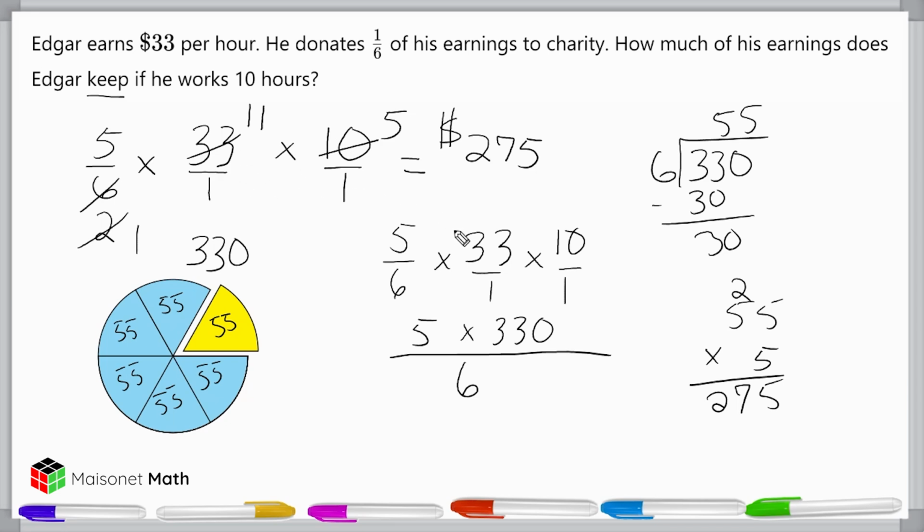For example, we know that this piece right here would give us the total amount that Edgar gets. We know that if we divide it into 6 equal parts, that would tell us how much each of those 6 parts is worth. And we know that multiplying by 5 would represent how many of those parts he gets to keep. So this yellow part right here would be how much he donates to charity, which is $55.